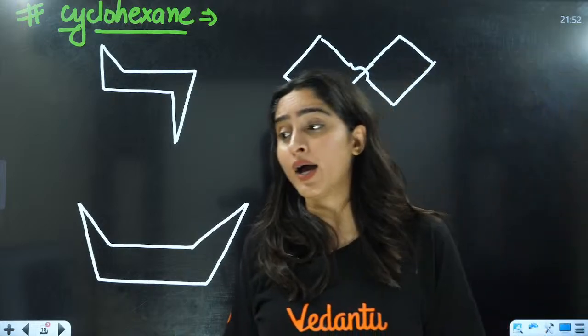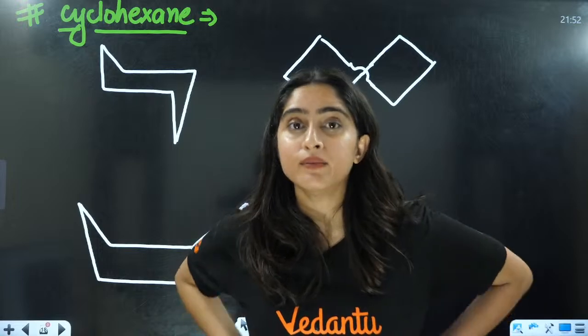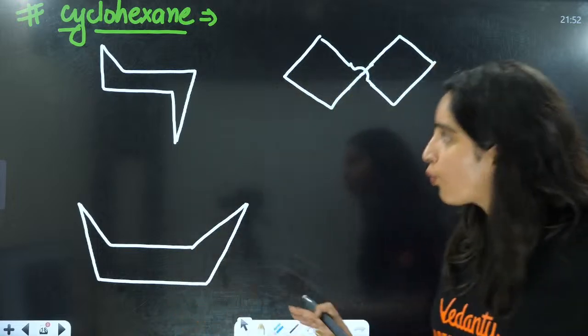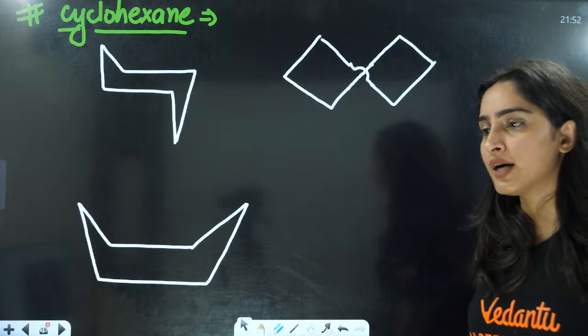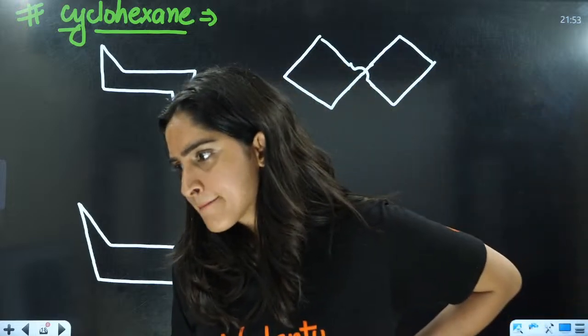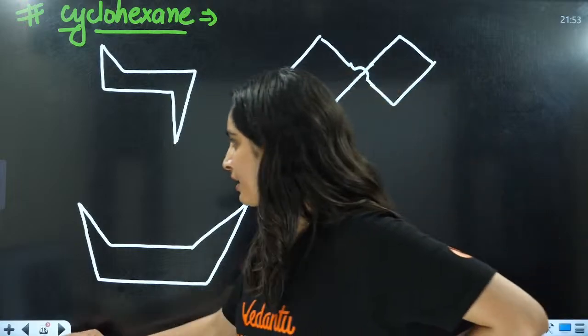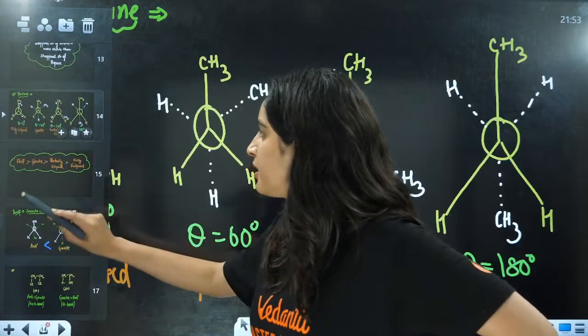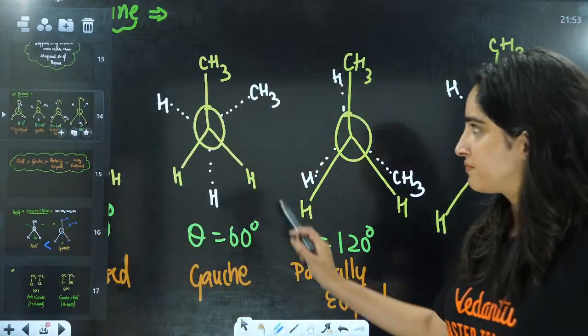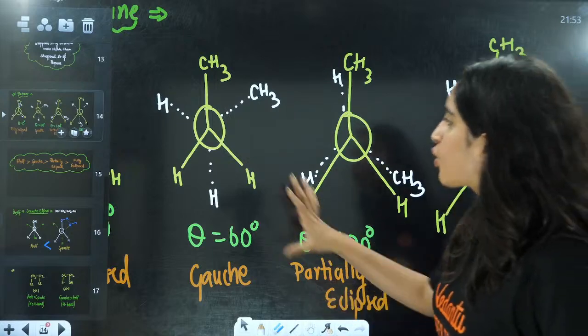Now what is the third one, everyone? Staggered and gauche. Ma'am, what is the difference? Staggered and this, the difference is very large, beta. Okay, you're asking. See, gauche.